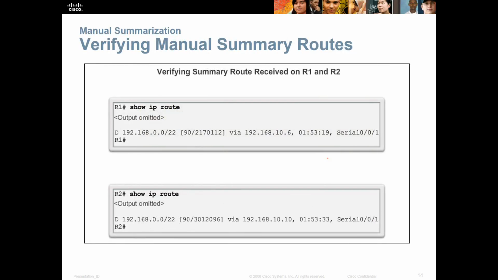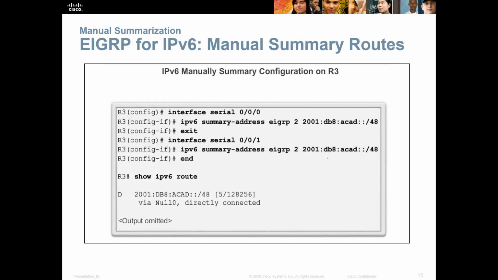Verifying, again, show ip route. You can see the summarized addresses now. How do we do this for IPv6? Same general steps: ipv6 summary-address eigrp, the appropriate AS number, and then the appropriate summarized IPv6 address.